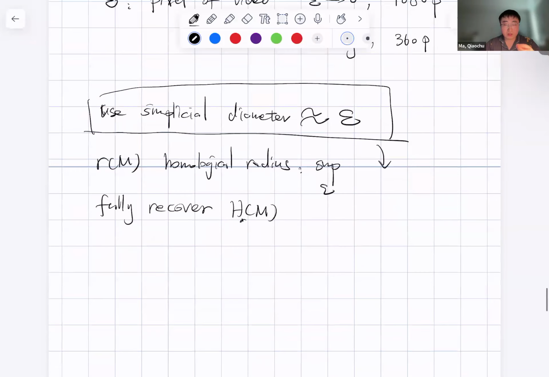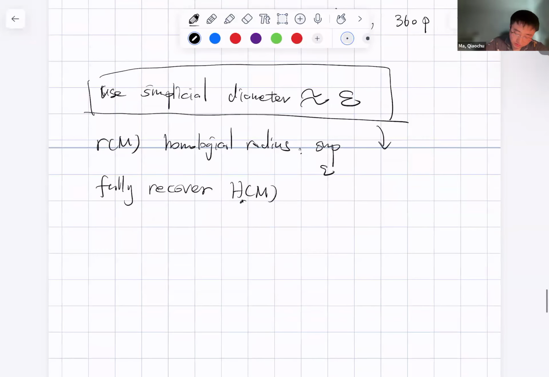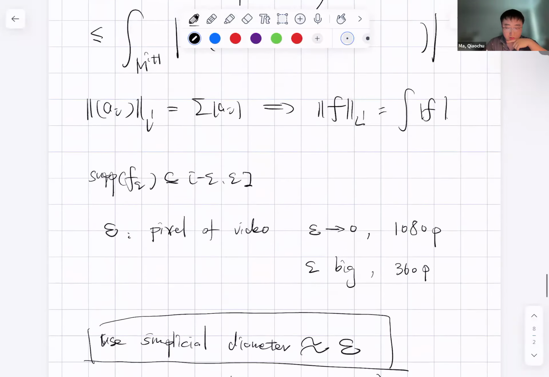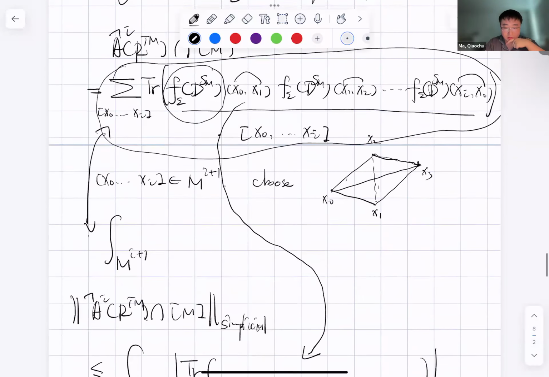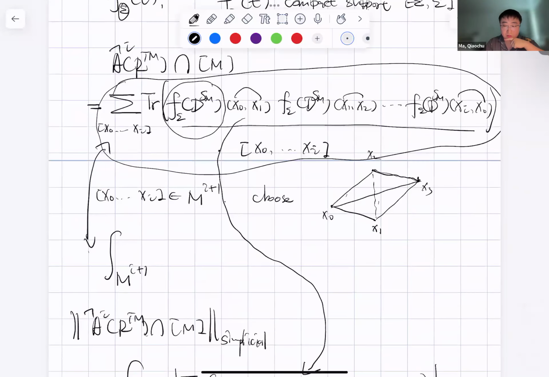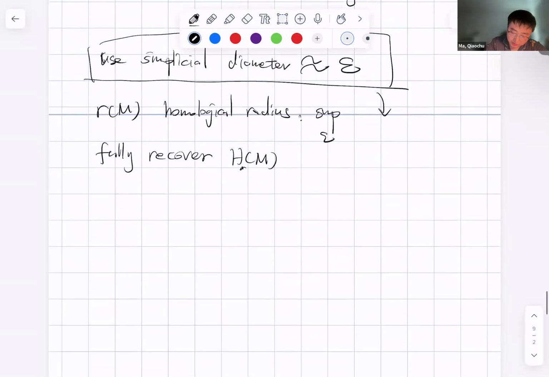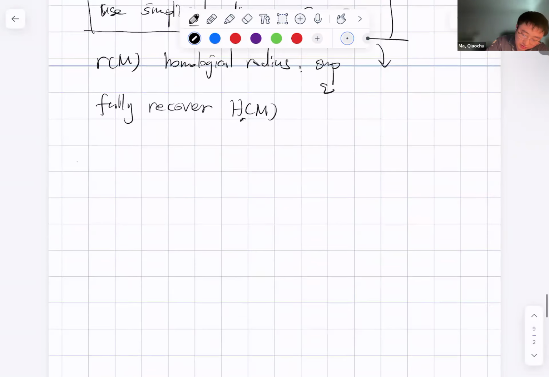So you cannot take epsilon to be too small. So sorry, you cannot take it too big. So it seems that here an extra parameter comes into play, this homological radius. But let's put another assumption. This is the final result.